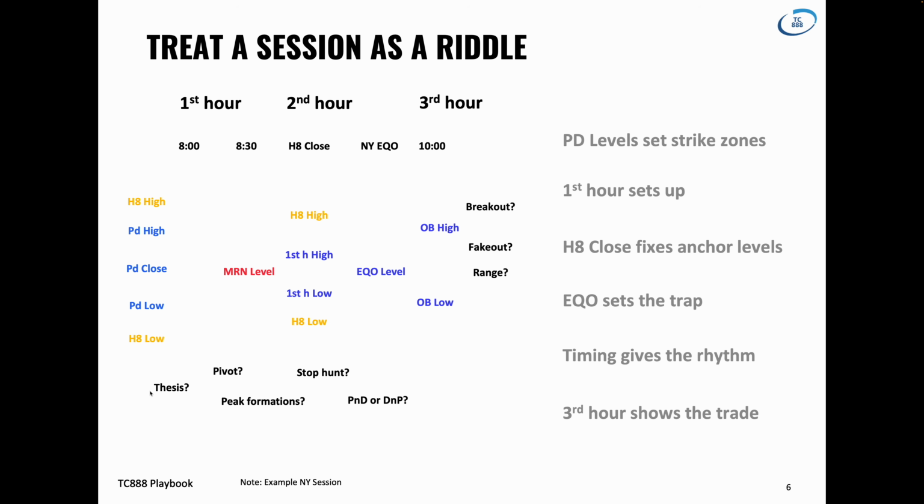So let's go through this for a minute, because this is how it builds up. Once you come into the session, what you have, of course, is your higher time frame thesis. You have the 8 hour high and low. You have the previous day high and low and close. That's what every trader has. Those are the non-negotiable levels. And these PD levels set your strike zones. These are the levels that frame the session already. So this is what you have from the beginning, the levels, and you know what key times you want to watch. And then you trade into the session.